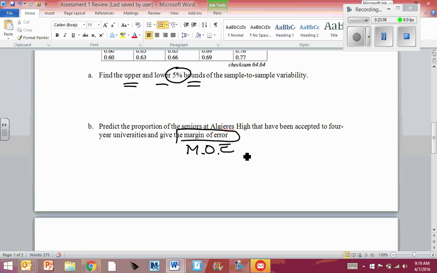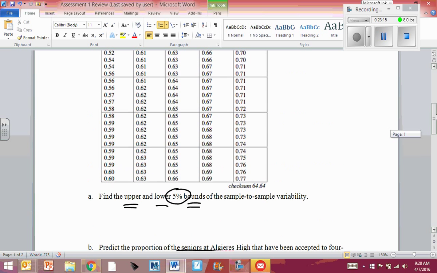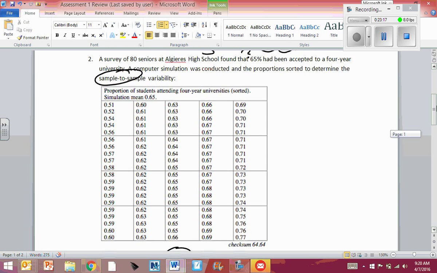Upper and lower bounds? No, it can't be that easy. Yeah? Dang it. Whatever. All right, here goes. If you have 100 numbers, first they need to be put in order from least to greatest. And you'll see these numbers going down, 51, 52, 54. They're in order from least to greatest.